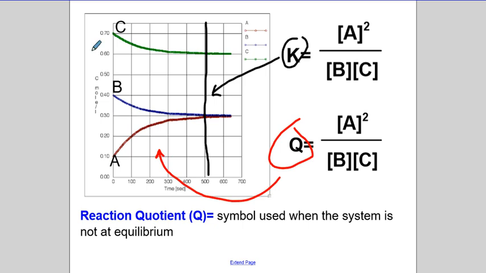All of this section where it's not at equilibrium, if I were to take any point here, like this point, this point, and this point, and plug those into this expression, then I'd be solving for Q. If I were to take the points here and plug them in, that would solve for K. So it's just, am I solving a system at equilibrium or am I solving a system not at equilibrium? That's the only difference between Q and K here.